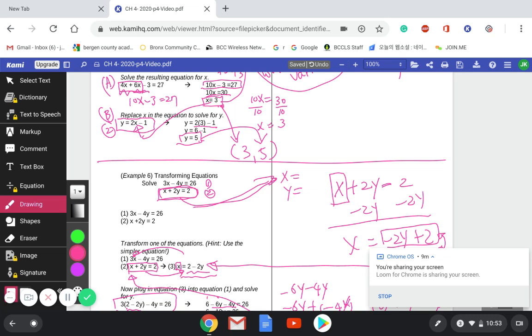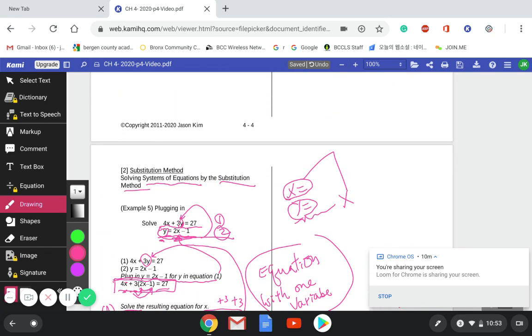Okay, so now everybody practice the problems in the workbook, in the section for the substitution method.